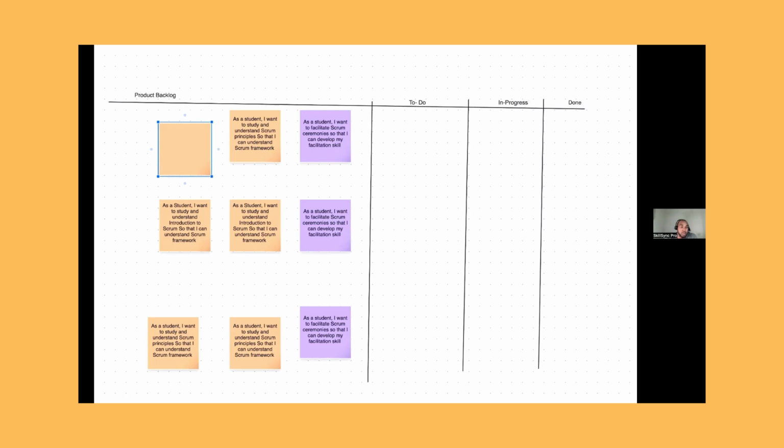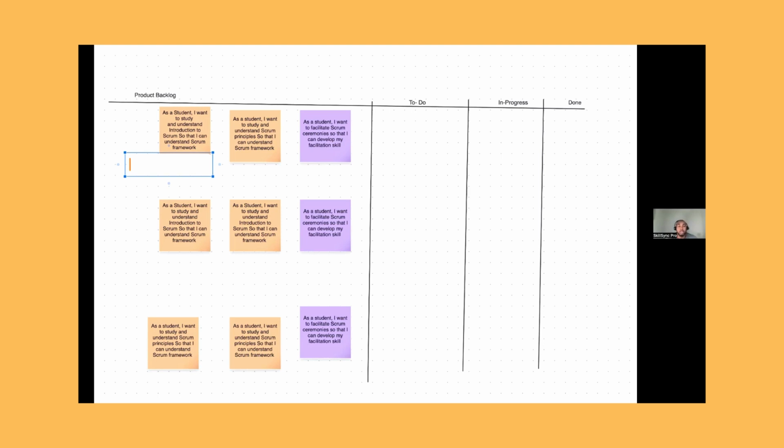Okay, so let's take a card. So for this story, you say we want to study and understand Introduction to Scrum so that I can understand Scrum framework. So this is more of Introduction to Scrum. So the product owner, I can call him Michael. And what would be the acceptance criteria for this story?